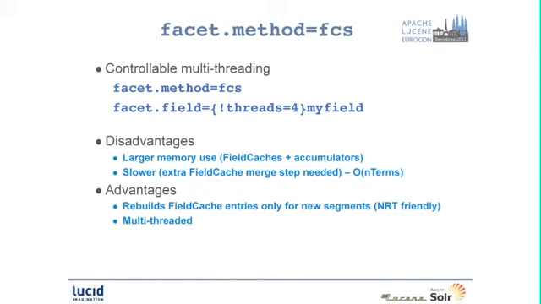So we can control the threading with local params again. You just put hash bang number of threads equals 4, and that'll just control the number of threads that are counting at once. And like I said, the disadvantage is it's slower, and it's actually larger memory use too than a top-level field cache, because the strings in each field cache are not shared across each other. And the advantage, of course, is it's more near real-time friendly.